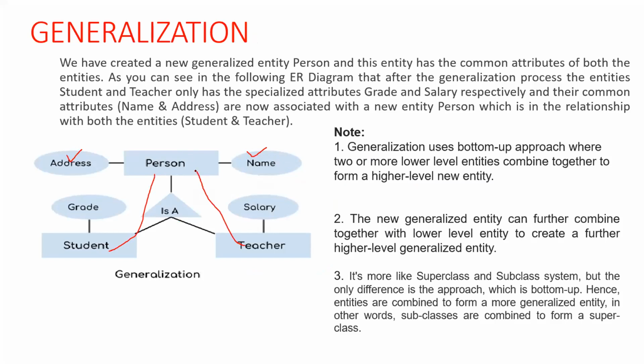So student is a person which has the attributes name and address, and teacher has the attributes name, address and salary. This process is called generalization. Generalization, very important. It uses the bottom-up approach where two or more lower level entities are combined together.